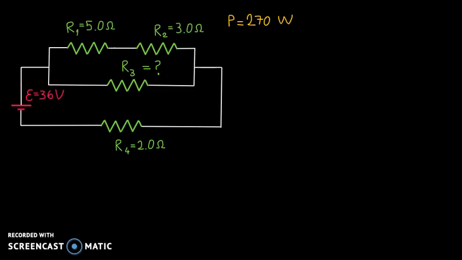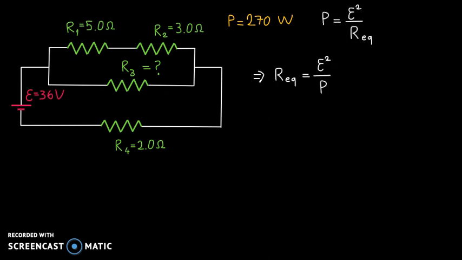We have a circuit with multiple resistors and a single EMF source as shown in the picture. The power dissipated in the entire circuit is given. The EMF voltage is given, and one of the resistors is unknown, and we'd like to find that resistance. So let's start by calculating the equivalent resistance of the circuit given the power and the EMF voltage.